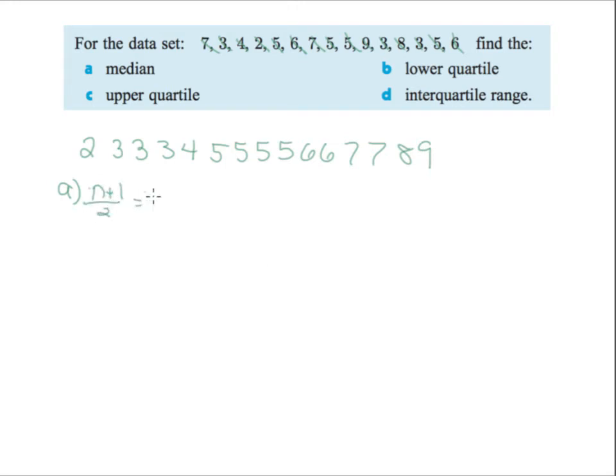Remember, it's n plus 1 divided by 2, and that tells us which data point to go to. In this case, since I have 15 data points, I'm going to go to the 8th data entry. So my median would be 5.